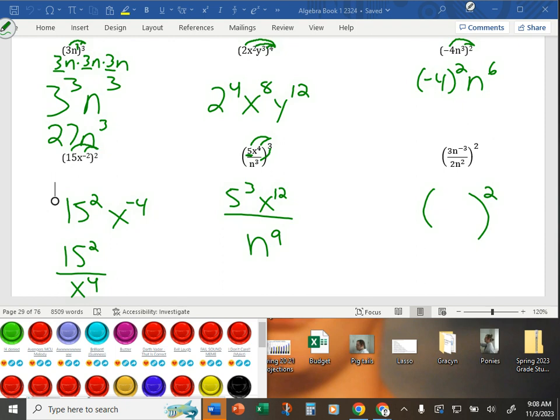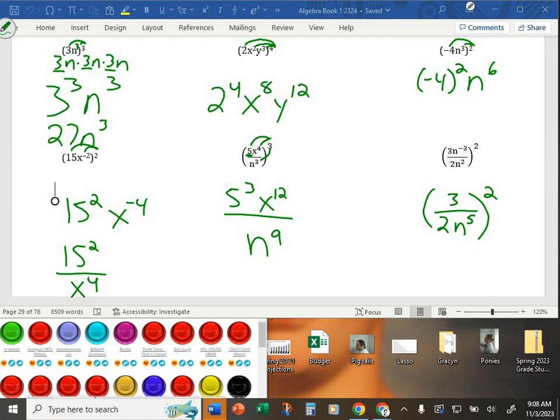Hugo? Would it be 3 over 2n to the 5th? Why is it going to be 3 over 2n to the 5th? Because if you subtract the exponent, it's like the other rule. Yeah, why is it 5 down there? Because negative 3 minus 2 is negative 5, and then you put it to the other part.